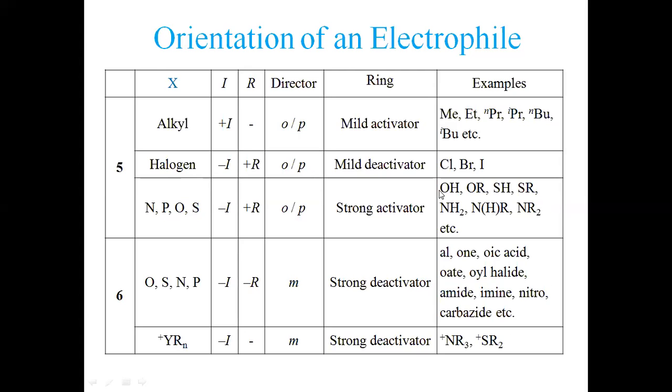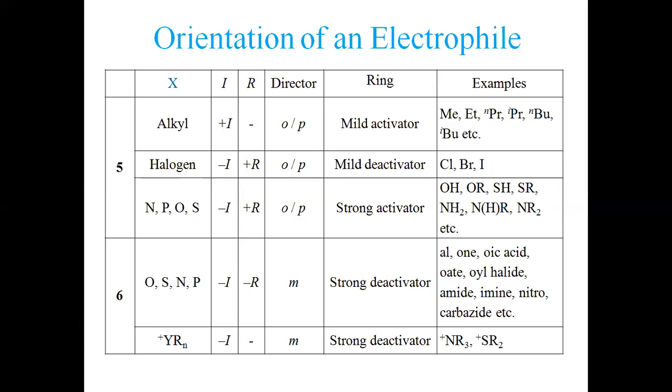I have exemplified like phenolic OH, alkoxy group, SH, SR, NH2, meaning unsubstituted amine, monosubstituted amine, disubstituted amine. Any of them, if present on the aromatic system, shall be strongly activating, meaning it shall generate a lot of negative charge on the aromatic system.